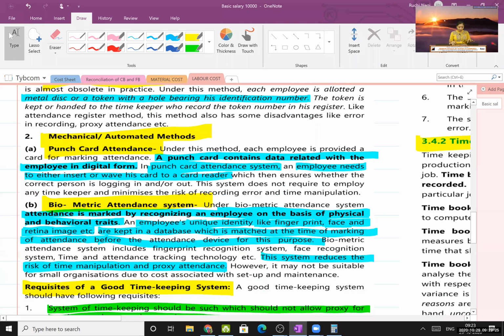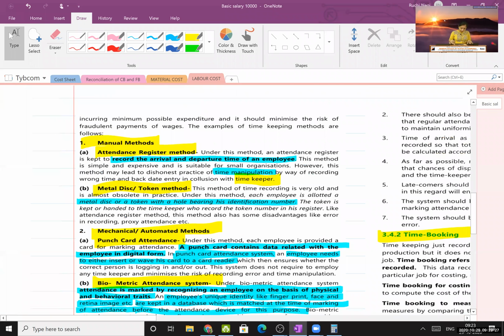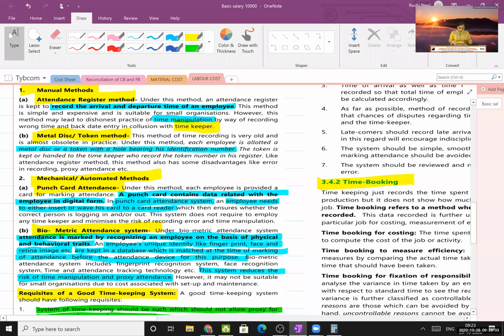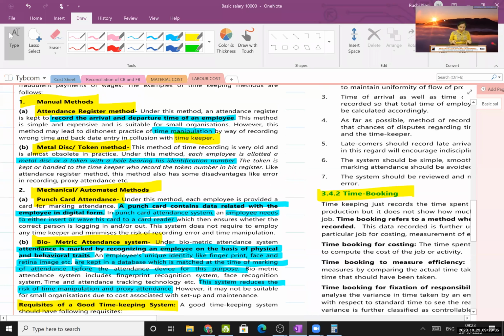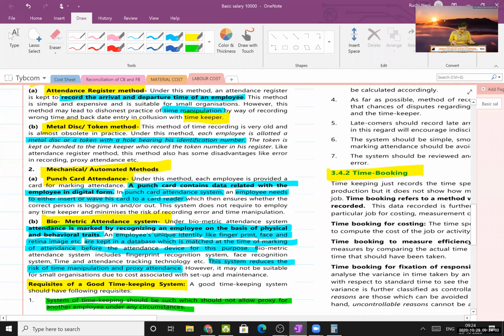If in MCQs you get an option asking which of the following is the best technique in timekeeping to remove proxy attendance, then biometrics is the best technique, because it is the only technique where the physical presence of the employee is a must. Nobody else can come and do his fingerprint, or mark his retina image, or the face.